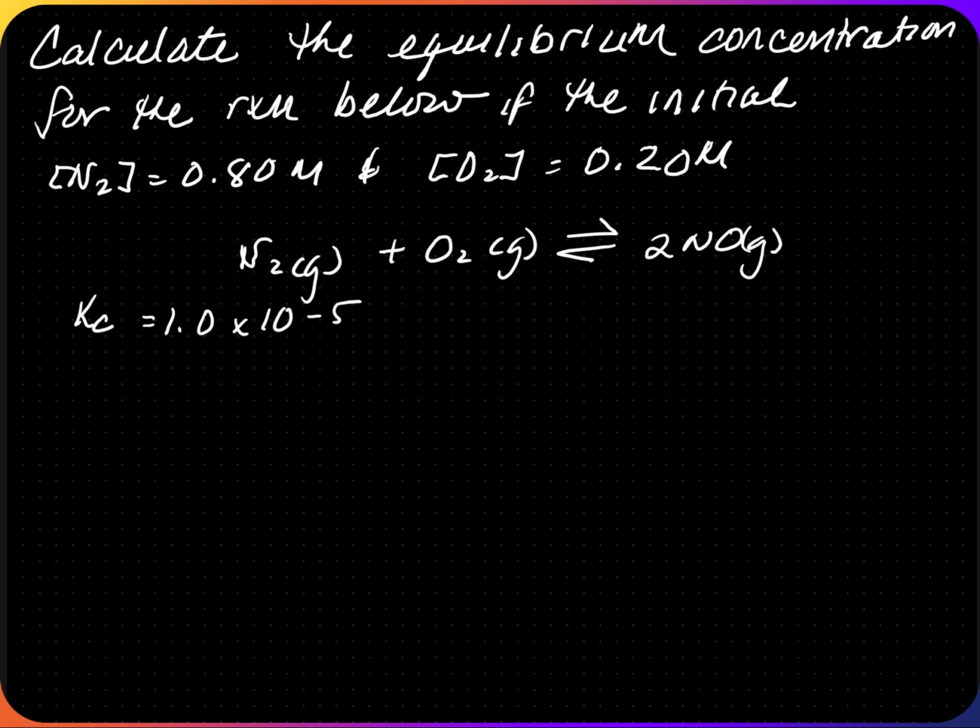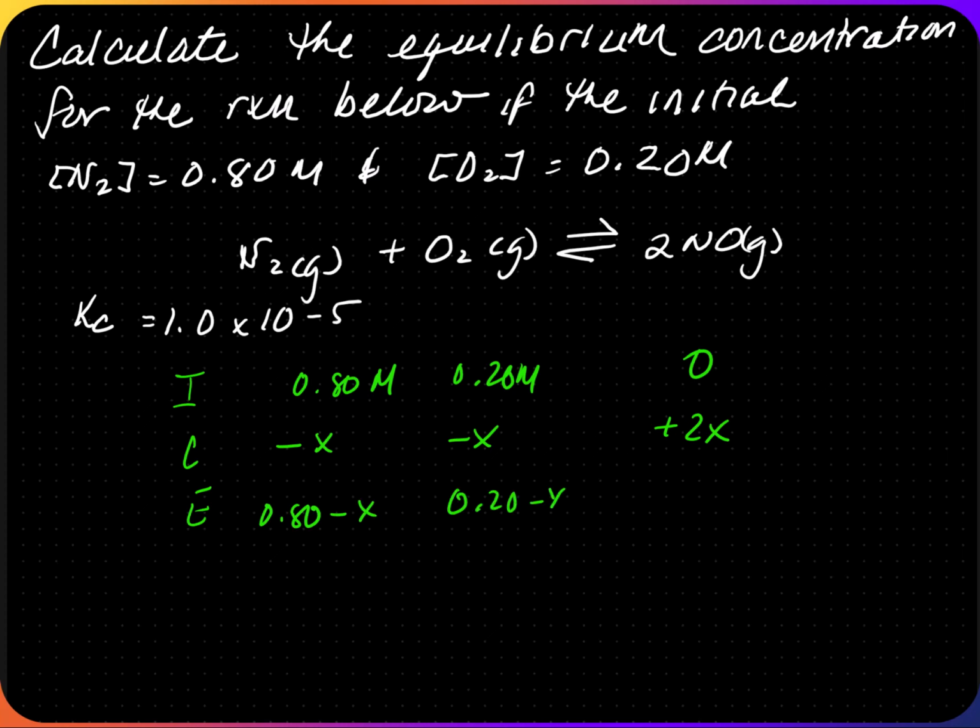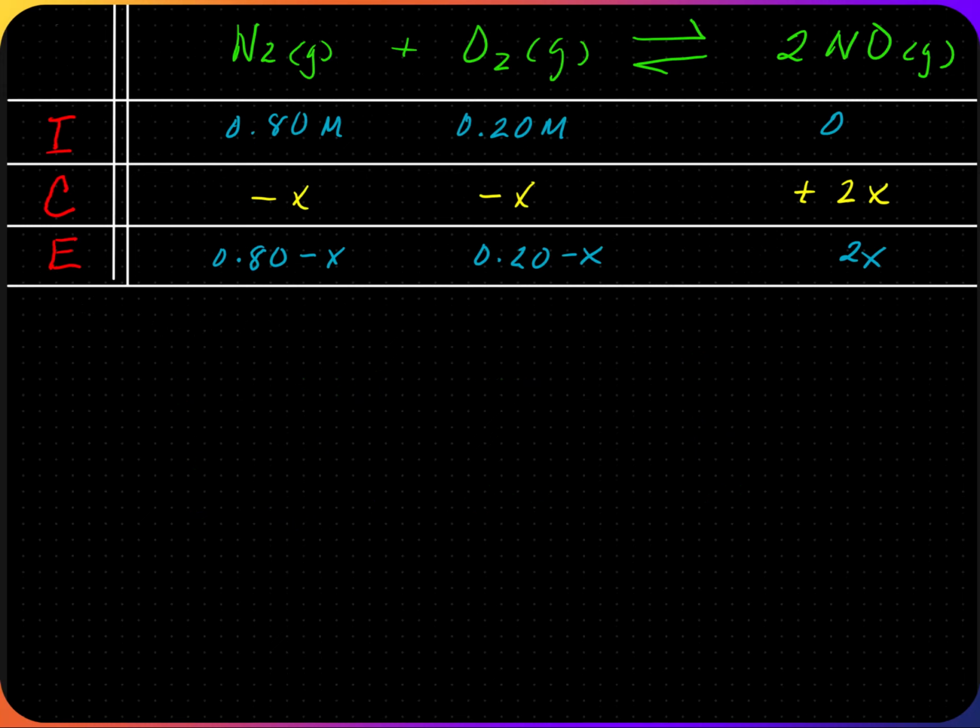Calculate the equilibrium concentration for the reaction below if the initial N2 is 0.8 molar and O2 is 0.2 molar. So already you know you have to create an ICE table. Initial was given as 0.80 molar for N2 and 0.20 molar for O2, and NO is 0. The change is minus x, minus x, plus 2x. Equilibrium is the addition of the two: 0.80 minus x, 0.20 minus x, 2x. So above is the table.